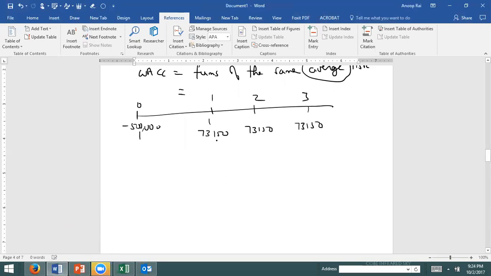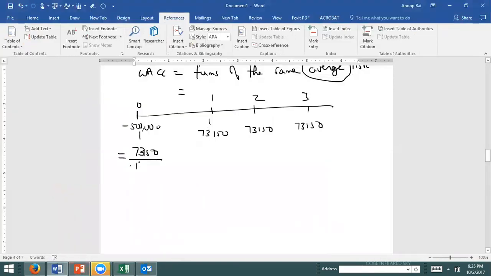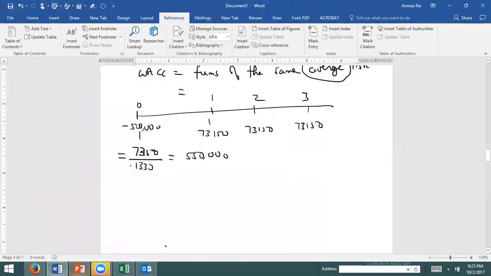So we know how to find this. All you have to do is to find the present value here. All we have to do is to divide 73,150 by the interest rate, in which case it's 13.3%. So it's 0.1333, and it turns out to be 550,000. So that means our present value is equal to 550,000. These are positive. This is negative 500. So my net present value is $50,000.